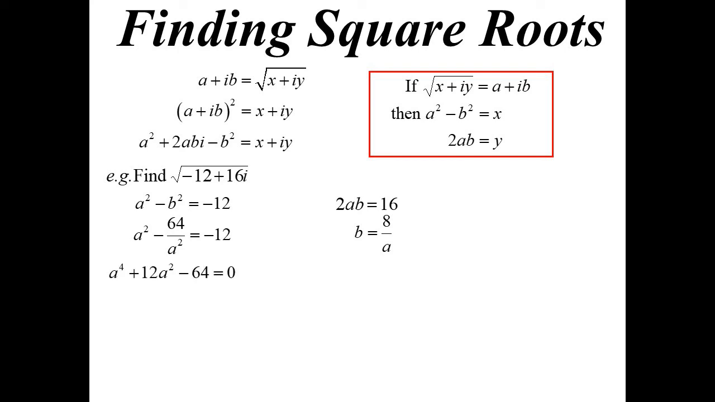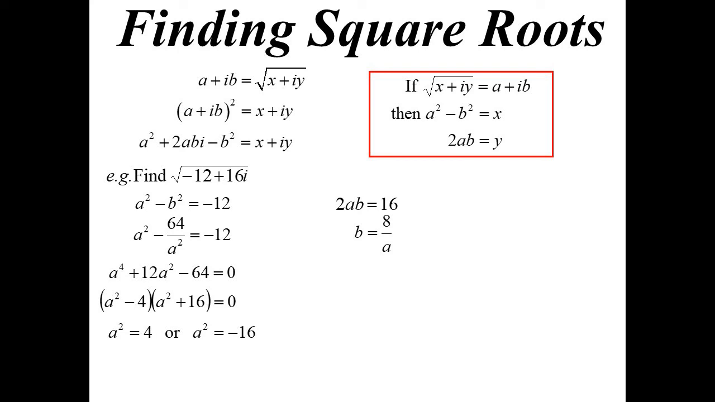I've got a quartic, but the nice thing about this is that quartic is always a quadratic where the pronumeral is a squared. So I can treat it like a quadratic. That means either a squared equals 4 or a squared equals negative 16. Now I can reject one of those straight away. Remember, a and b are the real and the imaginary part, and they're defined to be real numbers. a squared equals negative 16 will not produce a real number. So I know that is not going to produce a solution.